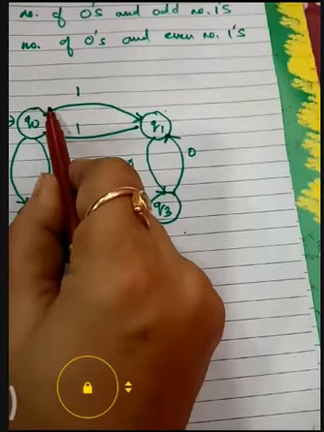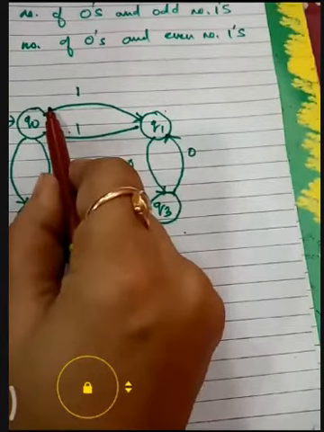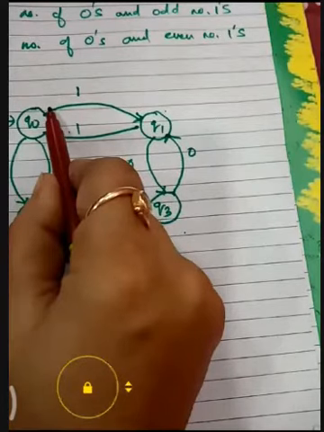Is it clear? Now the second case. I hope this is clear to you. So the next case is odd number of zeros and even number of ones. So odd number of zeros will be 0, and even number of ones. So this will be one case. For this case, which state will be suitable?